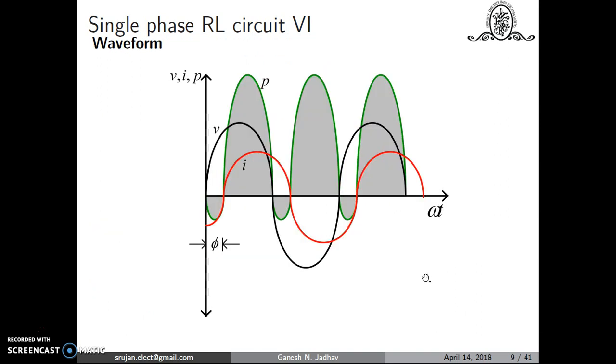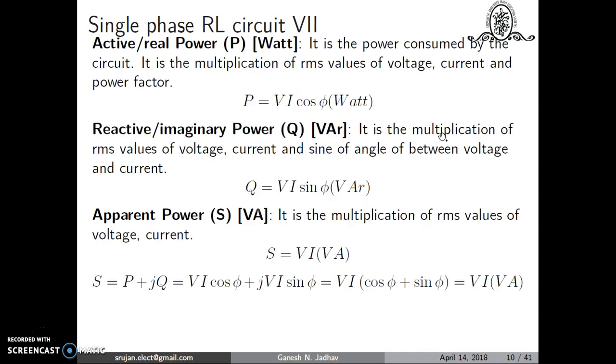If we represent this in the waveform, this is my voltage phasor, indicated by black color. The current is lagging the voltage by phi, and if we take the instantaneous multiplication of V and I, we can see this is the fluctuating power. So the average power will not be 0, the average power will be a constant power. If we take the average of this, it will be the constant power. So this is about the RL circuit.